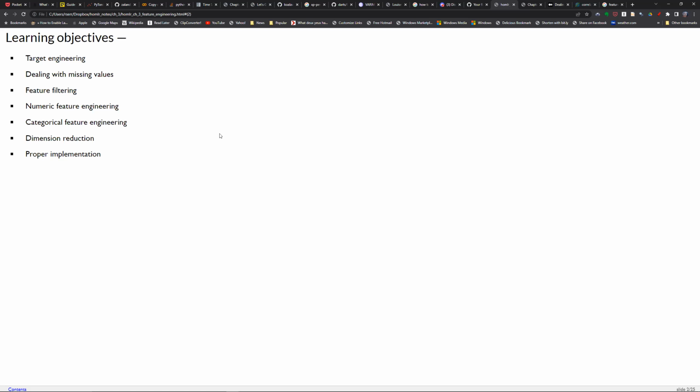Then we're going to talk about numeric feature engineering, then categorical feature engineering. Those are the main two data types that we have to deal with. Then just a little bit of dimension reduction, because dimension reduction could be a chapter by itself. So we're just going to talk about some introductory concepts, and then an example of a proper implementation according to the textbook. Okay, so let's start with the first section, target engineering.